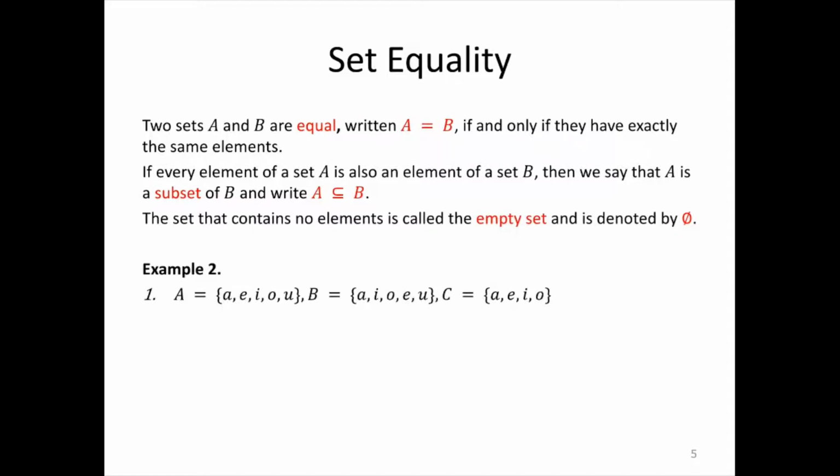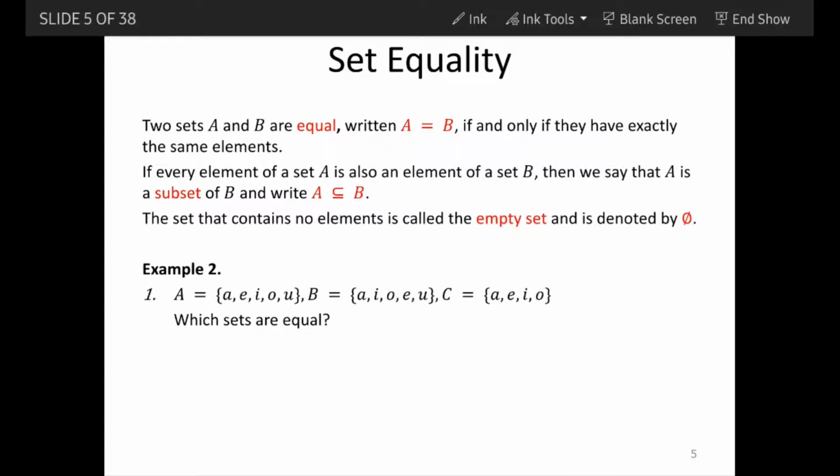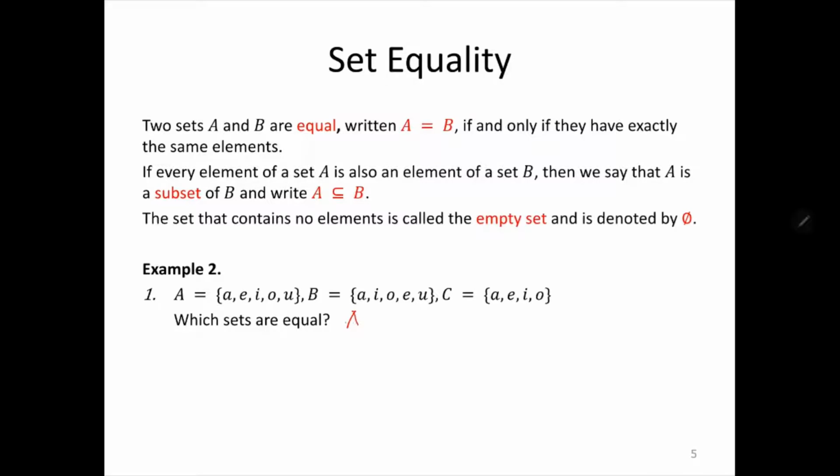So let's see these two examples. We have 3 sets, A, B, and C. And if we are asked which sets are equal, remember, 2 sets are equal if they have exactly the same elements. So you can see, even though it is written in a different order, the elements of set A and the elements of set B are exactly the same. In that case, we can write A is equal to B.